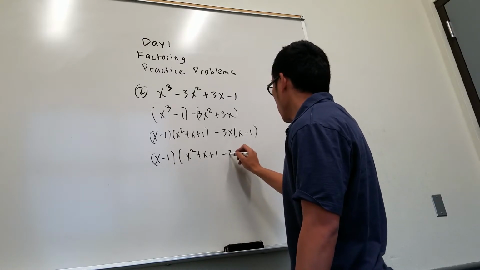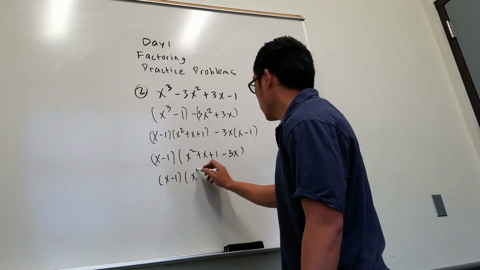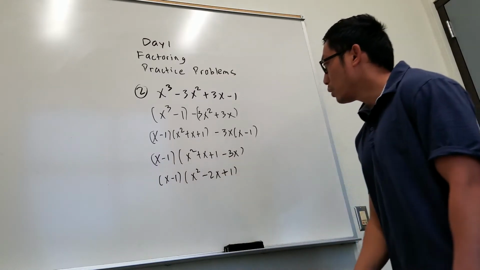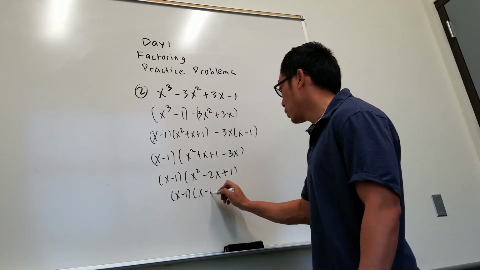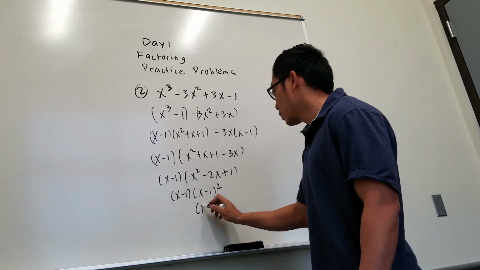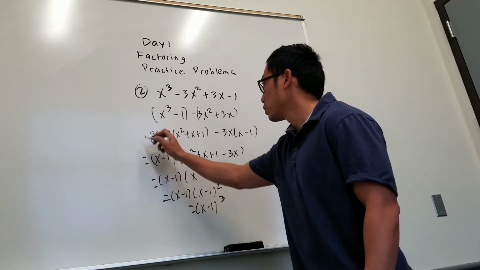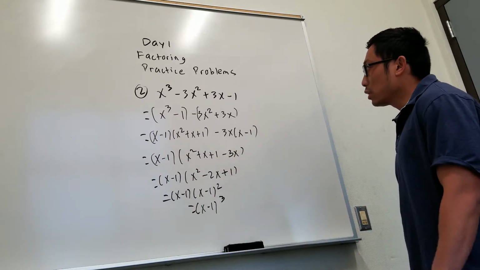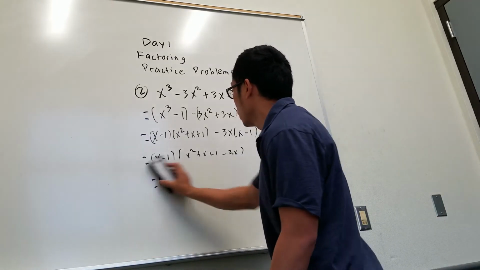Then minus 3x. When I combine like terms, I get x squared minus 2x plus 1. Right? What do you notice here? This is a perfect square. So you have x minus 1 squared. Then this is going to be x minus 1 cubed. There you go. Okay. Still another one.